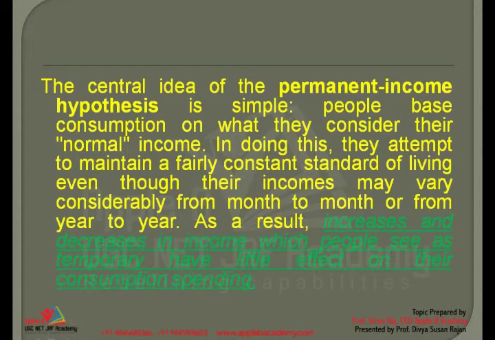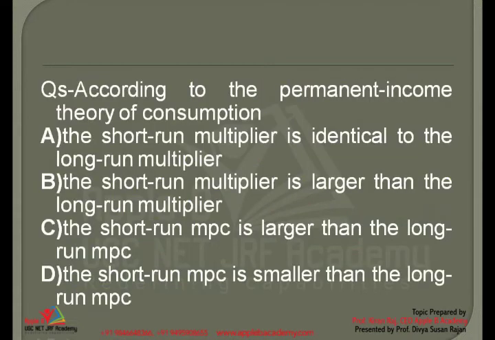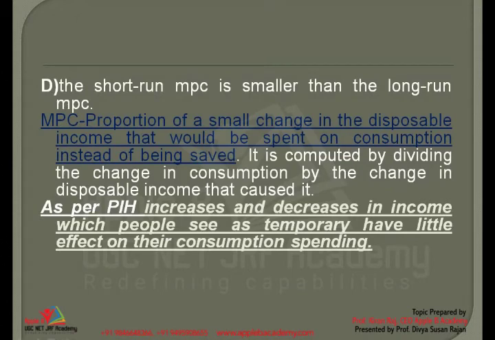So based on the central ideas about what people consider to be normal and how this normal income is not affected by the temporary increase or decrease that we see in income, my short-run MPC is comparatively smaller as compared to my long-run MPC, because in the long run the transitory income will become equal to the permanent income or the average income that an individual earns over his period of time. So the correct answer is D, that the short-run MPC is smaller than the long-run MPC.